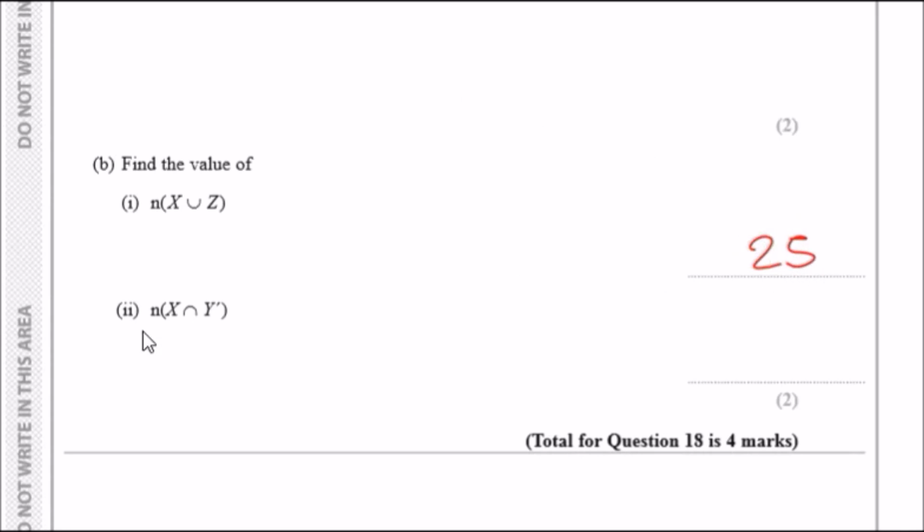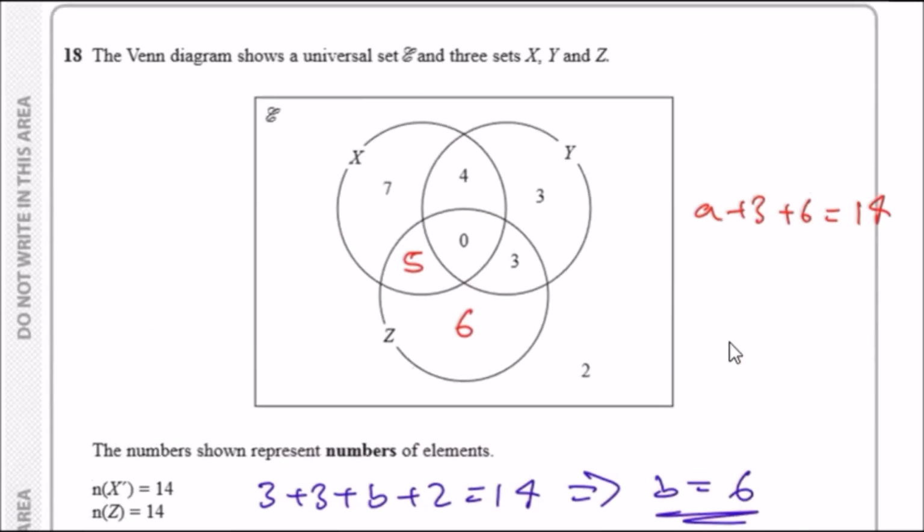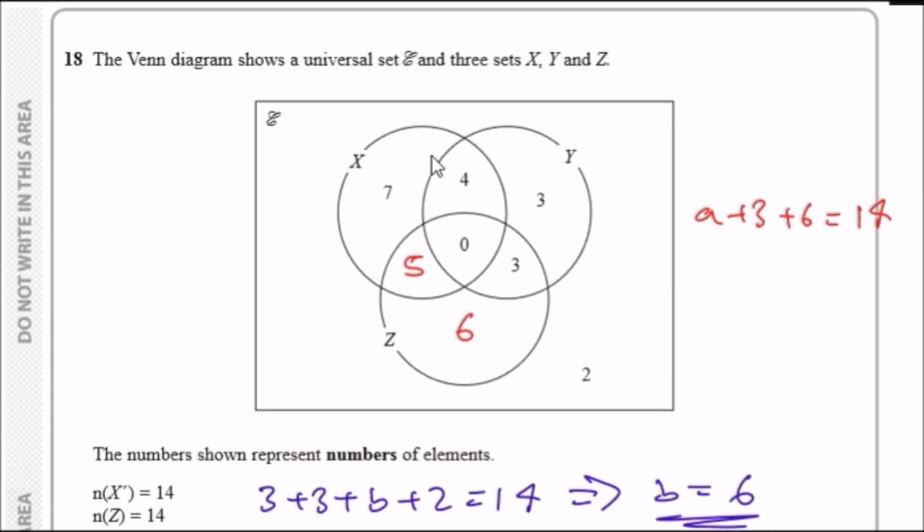And the number of elements in the intersection between x and the complement of y. So x firstly is here, and the complement of y is 7, 5, and 6. So the things that intersect between all of x and these three numbers would be 7 and 5. So this would be the intersection between all of x and the complement of y.